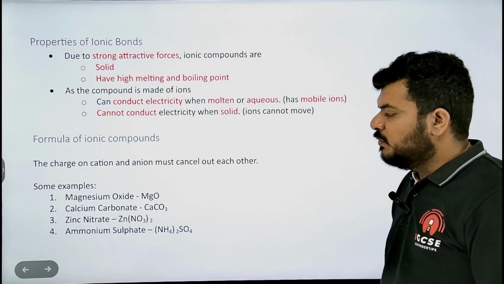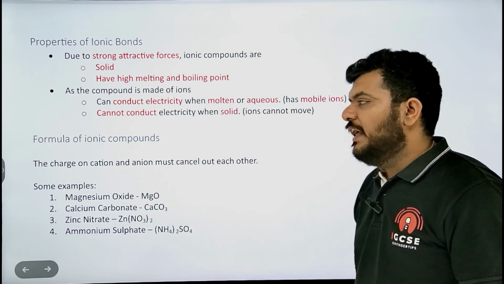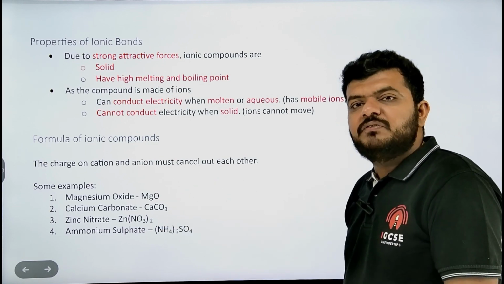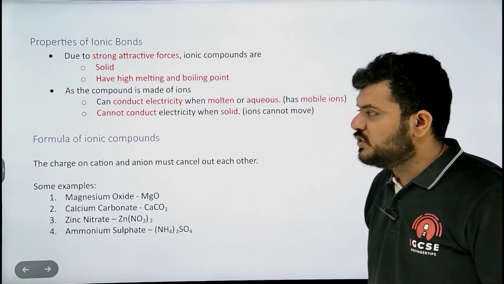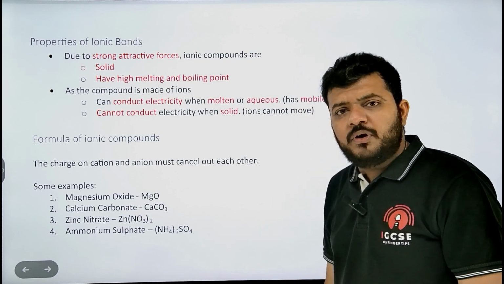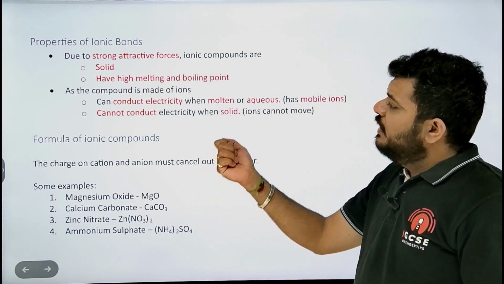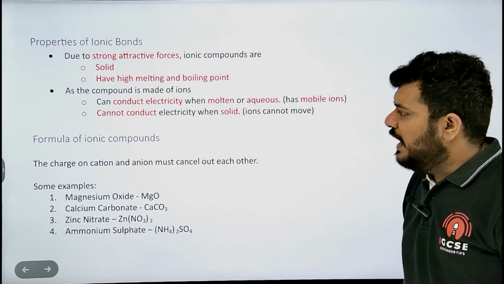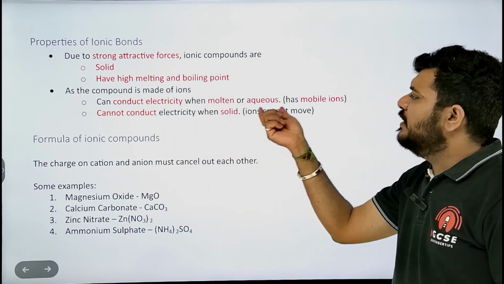It will become clearer when we look at covalent compounds, but as of now we will say that because of strong attractive forces, these are solids. They have high melting and boiling points. They are hard, and as the compounds are made of ions, they can conduct electricity when molten or aqueous.